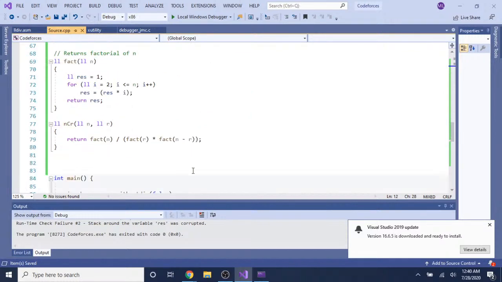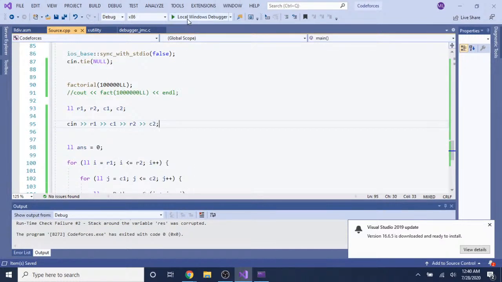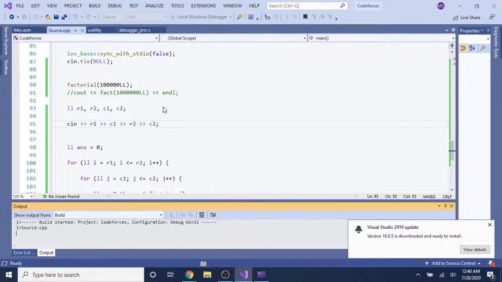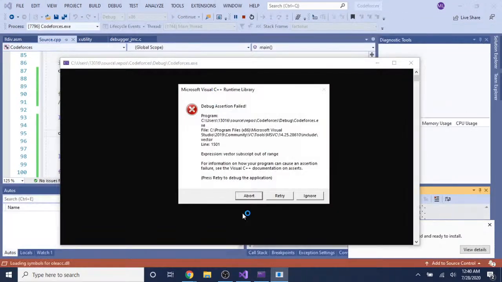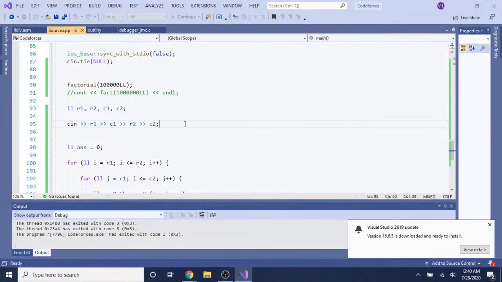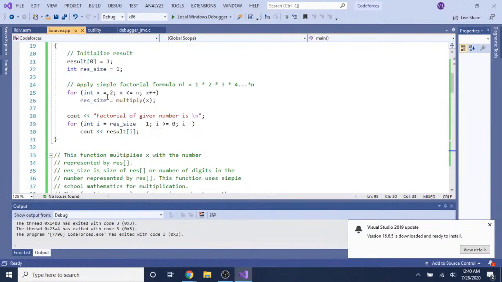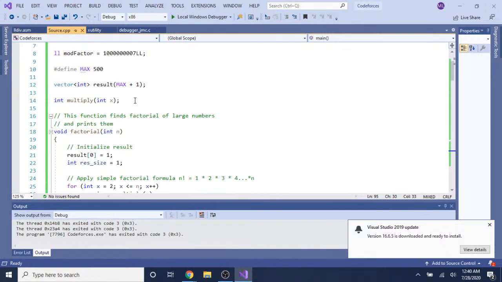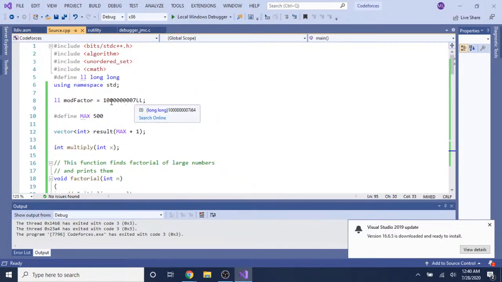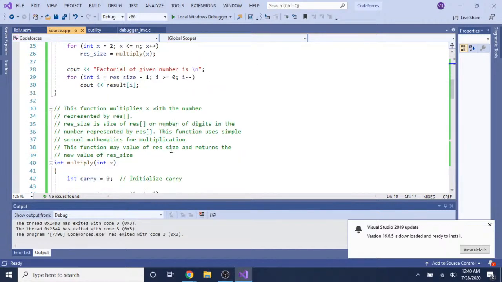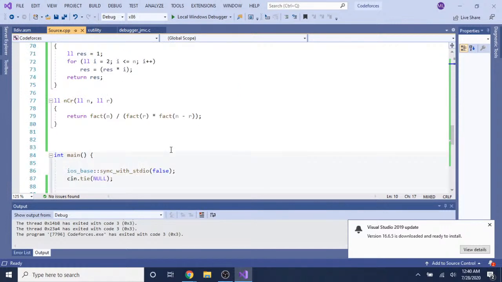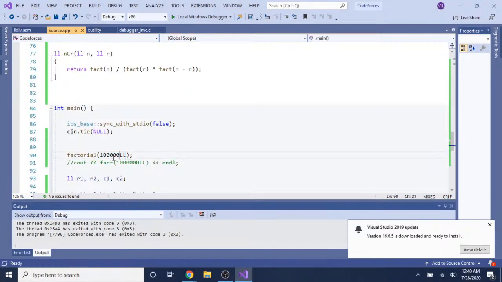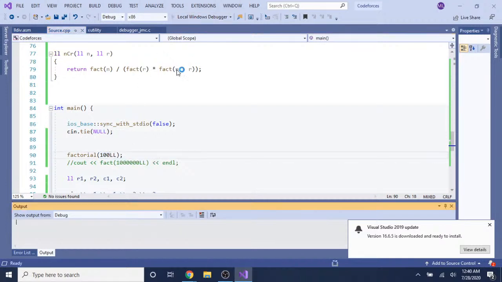Let's see if this works. Debug fail, subscript out of range. Okay, hold up. Wait, how is a subscript out of range? Is this factorial over 500 digits? Okay, well, hold up. Instead of 500, let's try 100 and see if this code works.